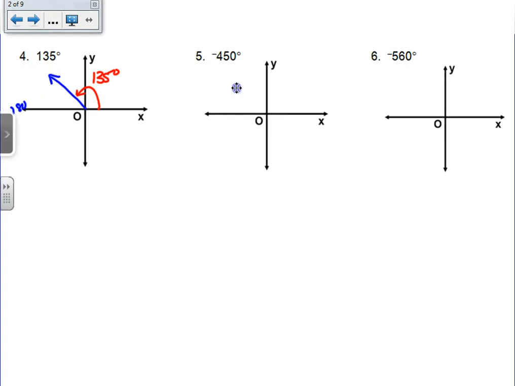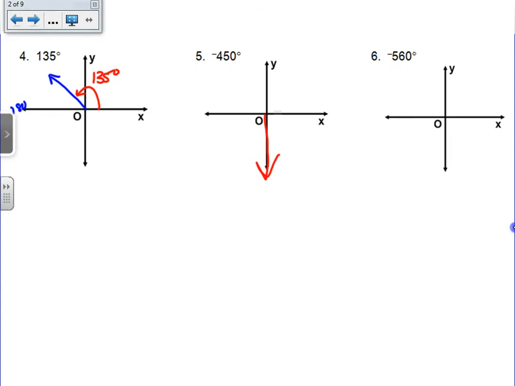Okay, negative 450. First issue I have is we're supposed to be traveling in a negative direction. So instead of going counterclockwise, now we're going to go clockwise. The other issue I have is the fact that I can't subtract. If I did one full rotation negative, that would bring me to negative 360. How much further do I need to go? 90 more degrees. So I'm going to end up down here.